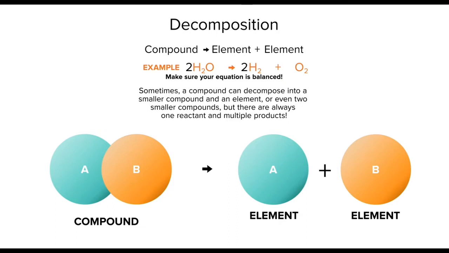Sometimes a compound can decompose into a smaller compound and an element, or even two smaller compounds. But there are always one reactant and multiple products. So decomposition, y'all, breaking down into two or more pieces.